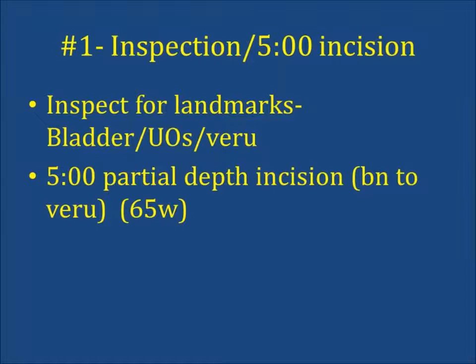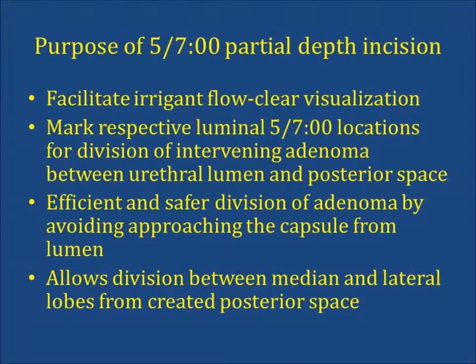Step 1: Inspection and 5 o'clock incision. We inspect for landmarks including inspection of the bladder, identification of UOs and verumontanum. Then we make the 5 o'clock partial depth incision from bladder neck to verumontanum at 65 watts. The purpose of the 5 and 7 o'clock partial depth incision is to facilitate irrigant flow in order to obtain optimal visualization.